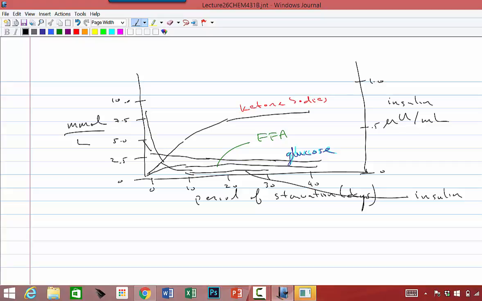Well, what happens when you're between meals? Well, when you're between meals, the liver then can mobilize glucose, okay, and it can take it out of the glycogen stores, and it can supply that to the other organs.